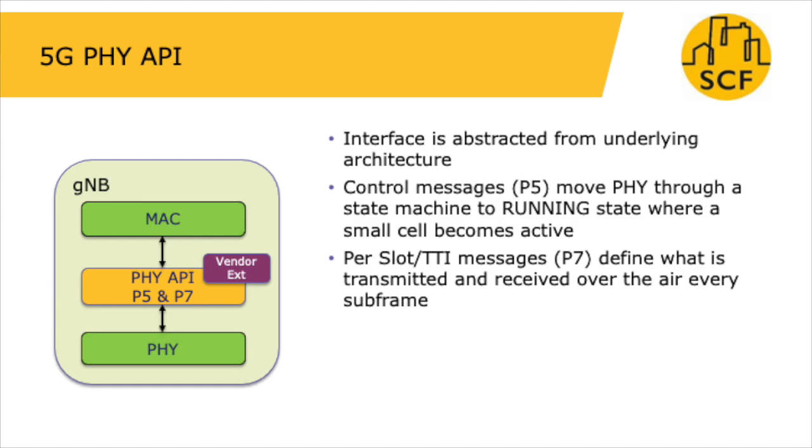As well as transmitting the data, the nature of 5G and OFDM is that we have to send hundreds of parameters to really explicitly define what's going to be transmitted and received across the air interface for every single subframe. So the bulk of the 5G PHY API is this P7 interface, and that's sent on a per slot, per TTI, per subframe basis.